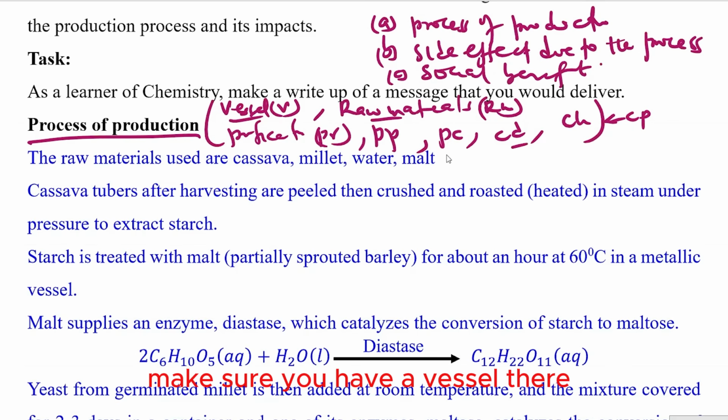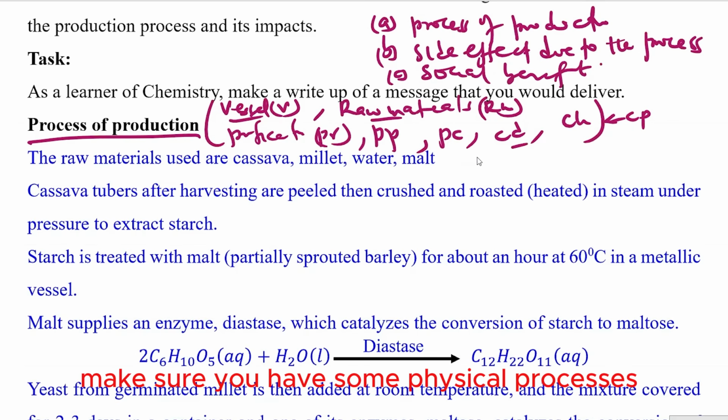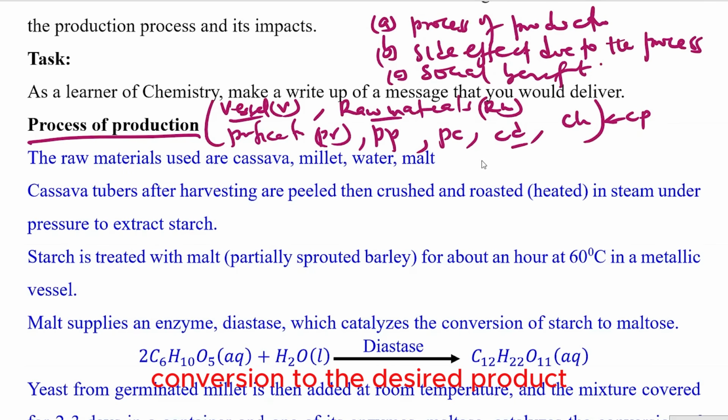Make sure you have a vessel there. Make sure you have some physical processes, some chemical reaction, conversion to the desired product, then coherency. So let's see. I always encourage that the learner use some short subheadings like process of production. Even if you list raw materials earlier, it has no problem, but that's double work.